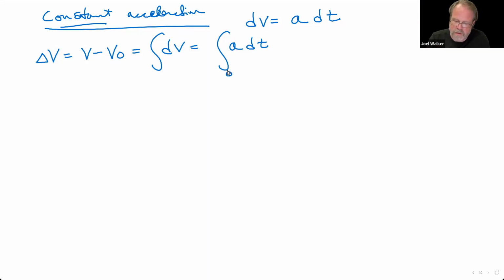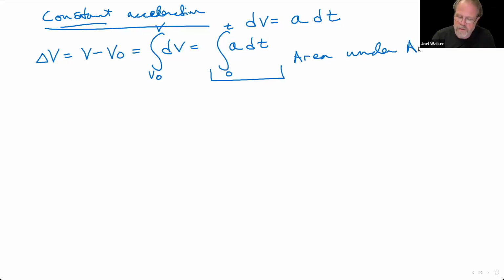Integrating over time goes from time 0 to time t. Integrating over velocity is correspondingly the velocity at the beginning and the velocity at the end. This equation, we said before, can be interpreted just as a height function, which is the acceleration, times a little interval in width, which we accumulate over the total change. So in other words, this is the area under the acceleration versus time plot.